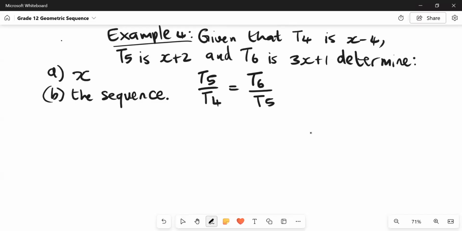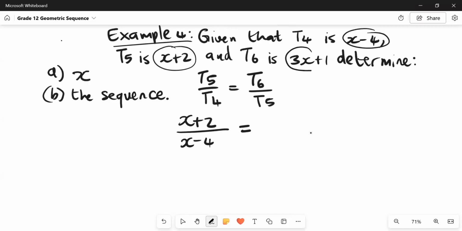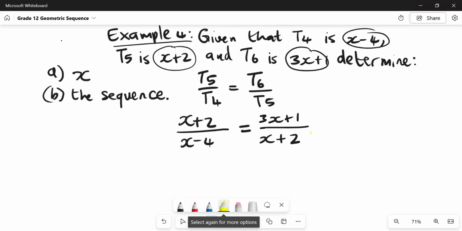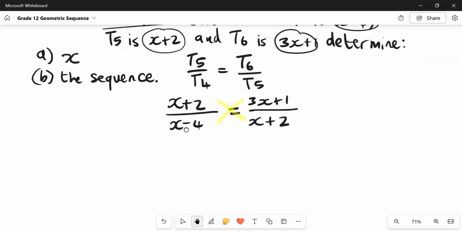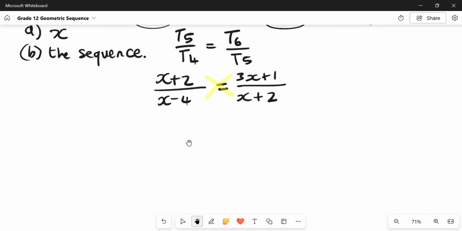From there, what is our T5? T5 is x plus 2. So you have x plus 2 divided by T4, that's x minus 4, equals, what is our T6? 3x plus 1 divided by T5, that's x plus 2. Now, for your information, you're done with patterns. You're left with fractions and equations. How do you take care of such? Here you just cross multiply, right?